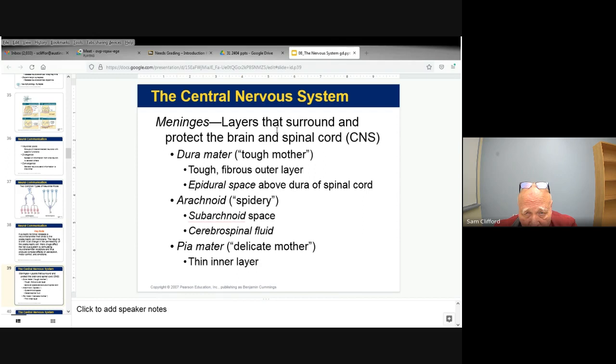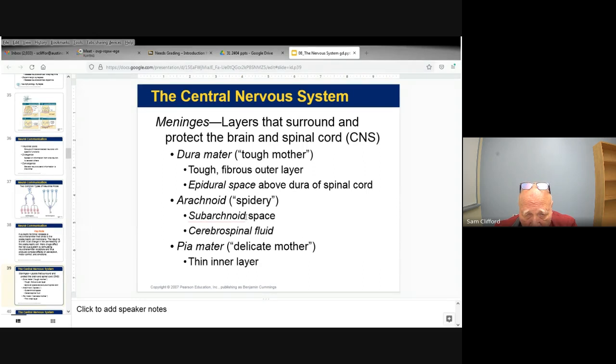So meninges, the layers that surround the brain. The dura mater is the tough outer layer, the tough mother. Epidural space is above the dura of the spinal cord. When women give birth, they get an epidural with a narcotic sent into the space above the dura mater, and that allows deadening of the pain of childbirth. So epidurals are very common, administered to a pregnancy and delivery of the fetus.